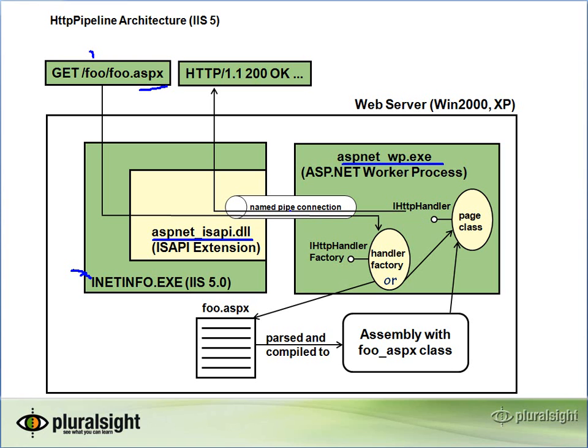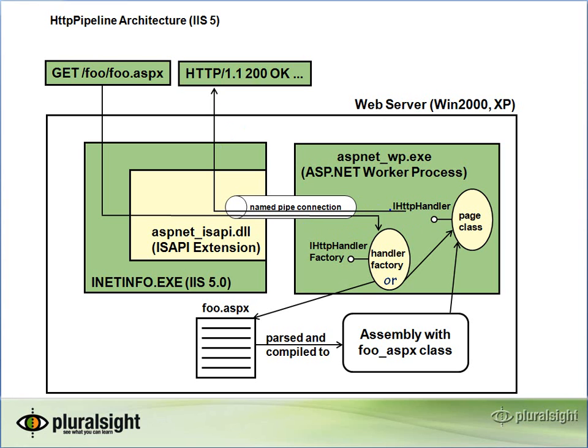ASP.NET_WP.exe. So they actually had to set up some inter-process communication here in the form of a named pipe connection, so that when the request is processed by the ISAPI handler, it will dispatch it via the named pipe connection over to the worker process, at which point ASP.NET takes over and begins locating the endpoint and processing the request. And then at the end, ASP.NET needs to funnel that response back over to IIS so it can serve up the response back to the client.